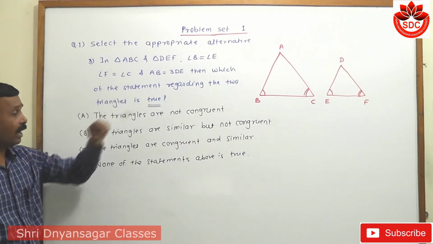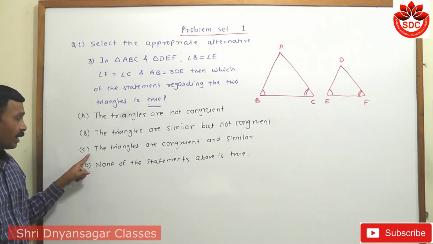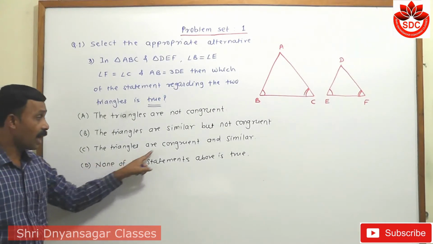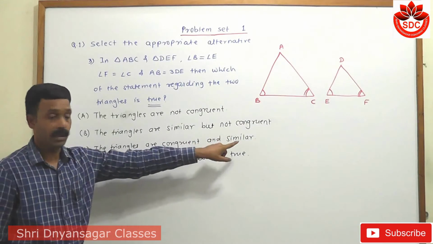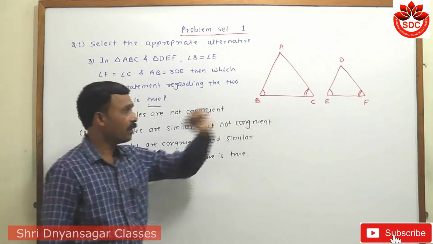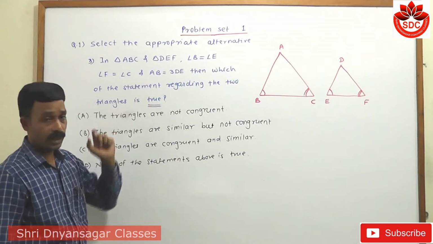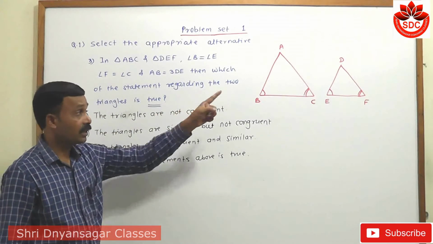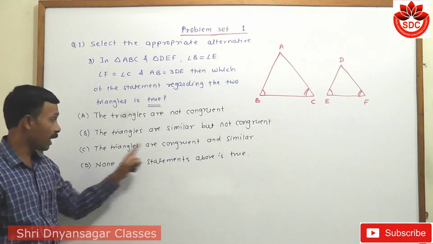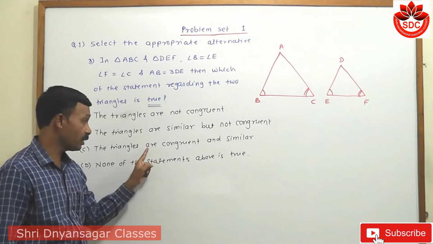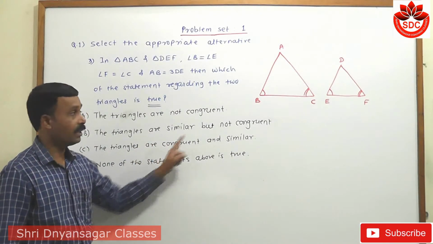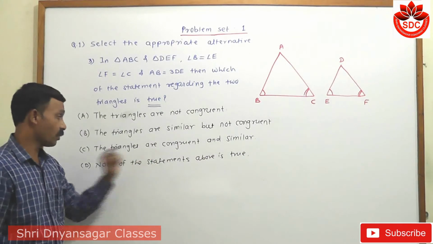Then we look at the remaining statements. The triangles are congruent and similar. Now here in this figure and also in the given, the ratio is given as 3:1. It means the sides are not congruent, so the triangles are not congruent. But the sentence says they are congruent and similar, so this statement is also false.